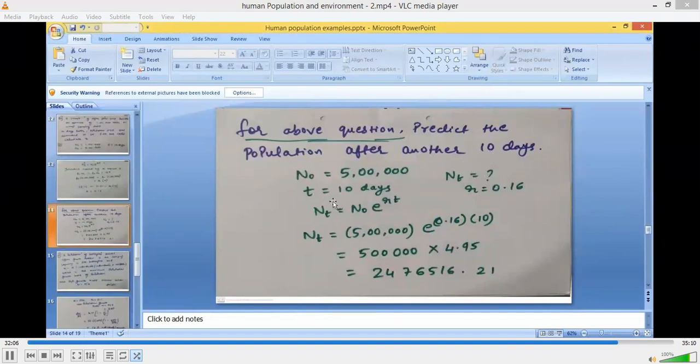Since I want to put this as 10 days, my initial value now becomes how much? 5 lakh, because I'm standing at day 10. At day 10, N naught is 5 lakh, and after 10 days I want the reading. So Nt, which is the unknown value, is equal to 5 lakh e raised to r t. R will remain the same because the growth pattern will be the same. So 0.616 into 10 more days. Multiply, and you are getting 2476516.21. Just note it down. So this is the extra item that is given in this question.